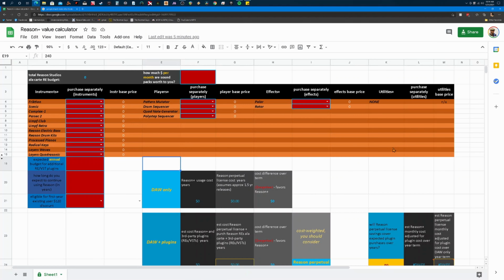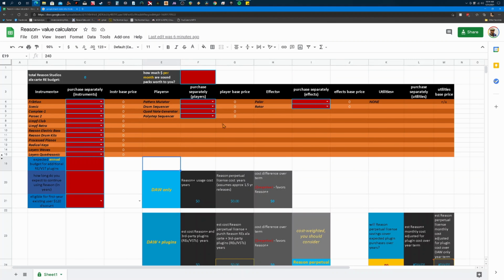Slow robot. Okay. So I wanted to do a spreadsheet that would help people make some judgments on whether or not Reason Plus versus a standard perpetual license makes the most sense for them. So I did that, and I'm going to share the link, obviously, in the video. It looks a little complicated.